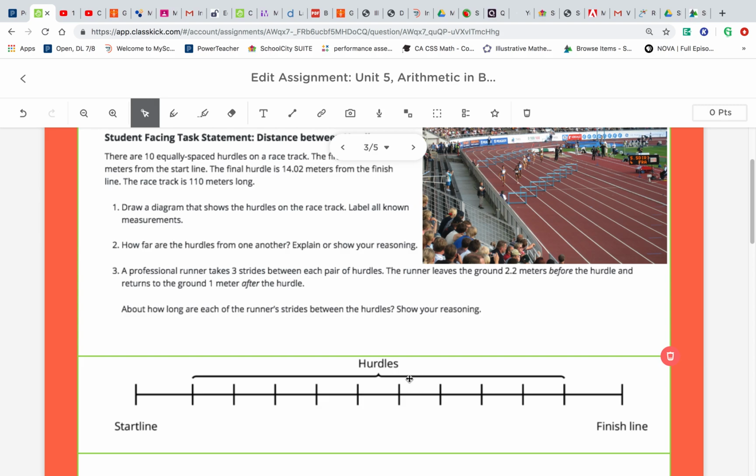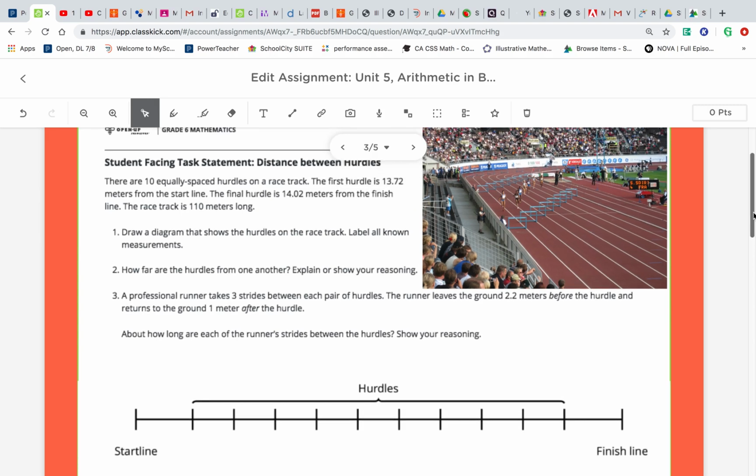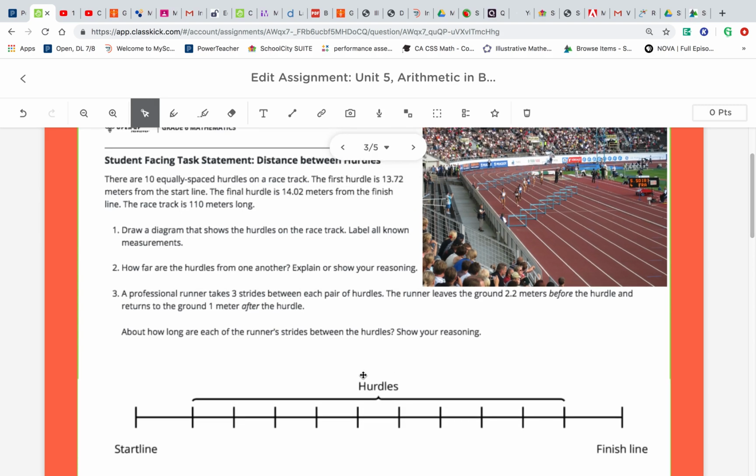Here is an example of what you could have done for your diagram. The important parts to have are 10 hurdles for one, right? There are 10 equally spaced hurdles, so this is going to show 10 hurdles. If you count across, there's 10 of them there. It's also important to show that we have a start line and there's a little bit of a gap before the first hurdle, and then a finish line, and there's a little bit of a gap between the last hurdle and the finish line. That's what your diagram should show. You can show it in your own way that you're comfortable with, but somehow we need it to show that. And then we need to go ahead and label.